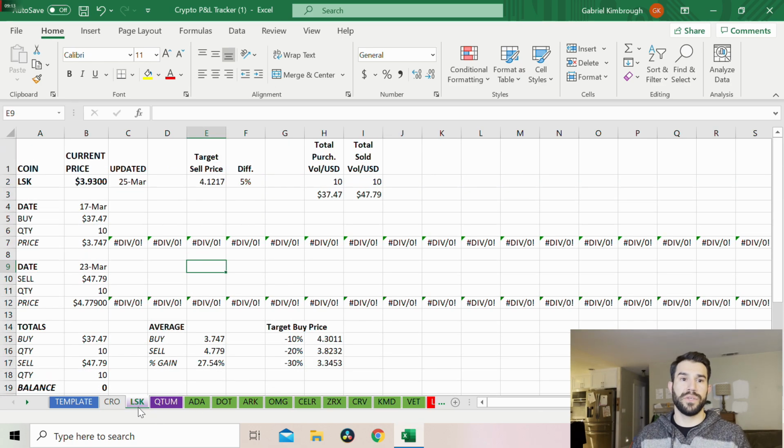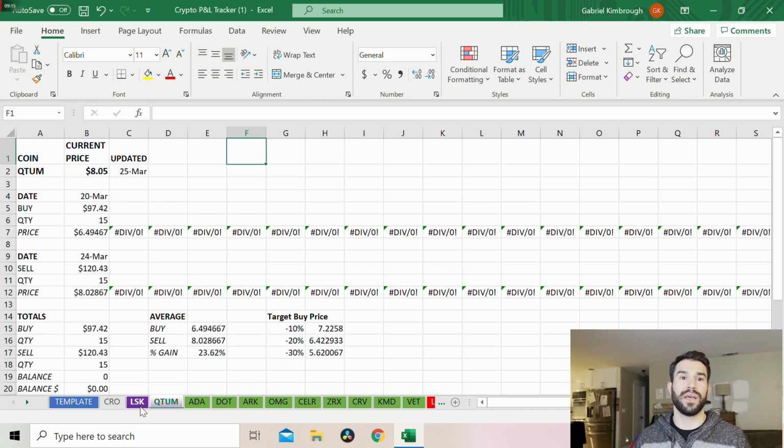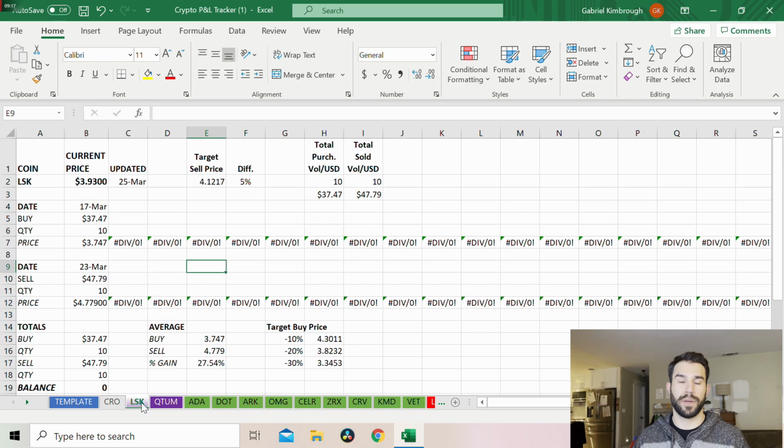I'll jump over to these two here real quick. So these are ones that I bought and sold, and I sold them at a profit, which is why they're purple. So Lisk. Yesterday it was at 393, and it's gone up. Let me see where it is at now. LSK. It's at 446 now.